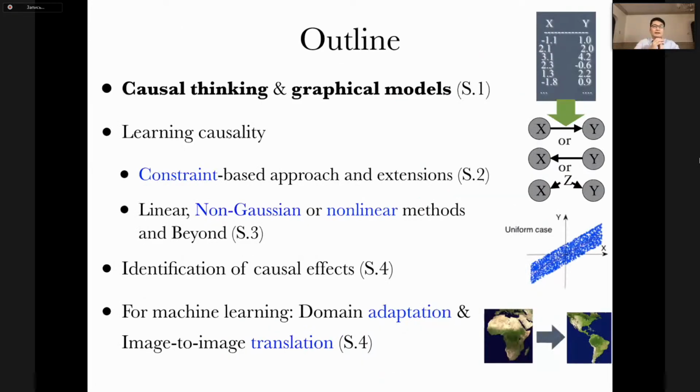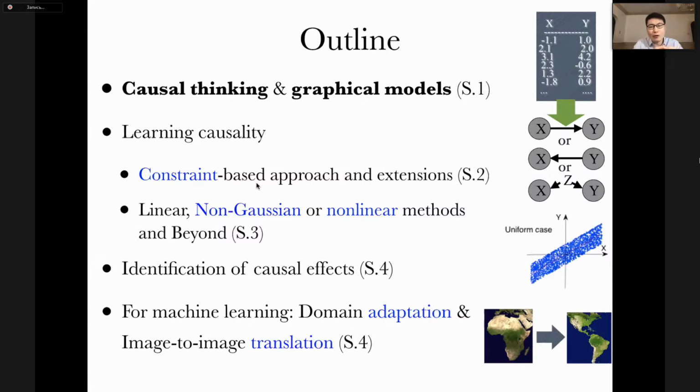So this is the outline of this tutorial. Essentially, we have 4 parts. First, we'll see what we can benefit from causal thinking. And I will give a brief introduction to graphical models because we use a graph to represent the causal relations. And then in the second part, we'll see how we can learn causality. In particular, we will see how we can make use of the so-called constraint-based methods for causal discovery.